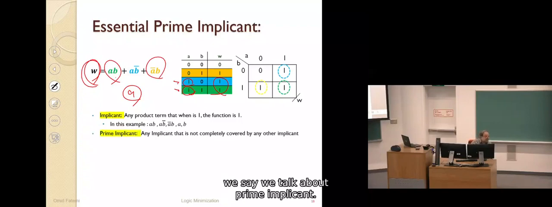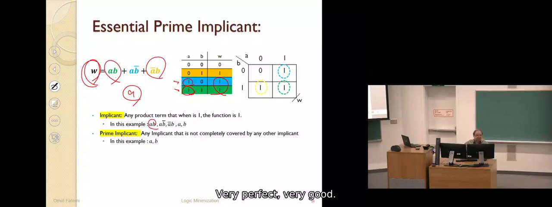Then we talk about prime implicants. A prime implicant is any implicant that is not covered by any other implicant. For example, the implicant AB is covered by A. A is covering that. When AB is 1, A is also 1. I will show you in the map. In the map, you see it very perfectly. So A and B are prime. Okay, let's look at the map.